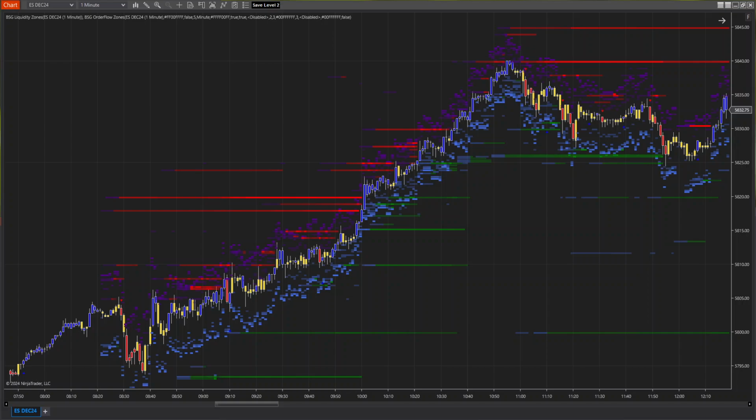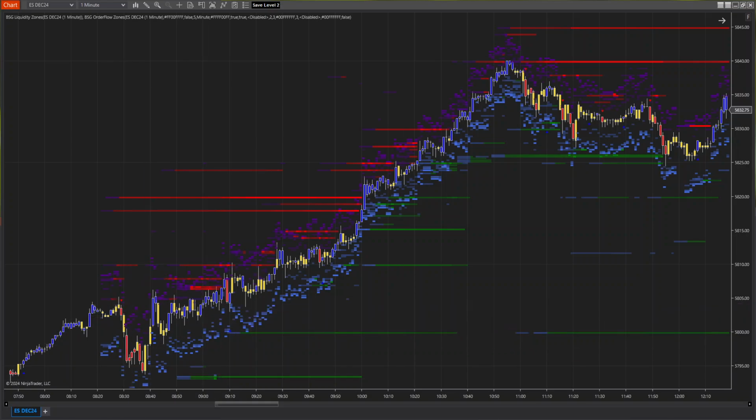I'm talking about the chart from October 9th. I'm recording it on October 10th. That means this is yesterday's chart of ES futures using BSG liquidity zones. Let's get started.